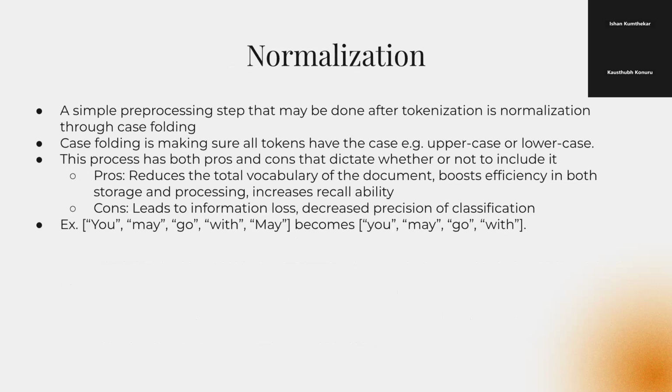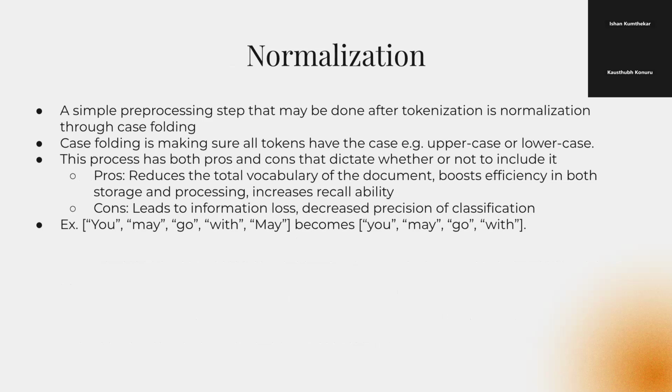Okay, so after tokenization, there are many other preprocessing steps. We'll just go over some very simple ones. One example is normalization, which is either through lowercasing or uppercasing. Usually, most times you will lowercase everything. So all your tokens become lowercase.